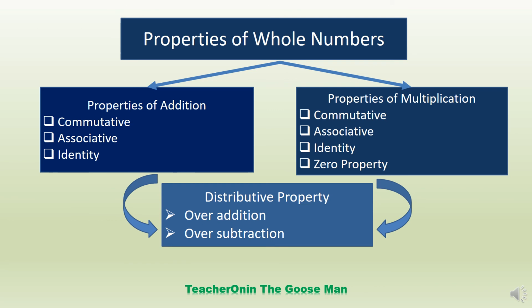To summarize our discussion, we have the properties of whole numbers. For additions, we have the following properties: commutative, associative, identity. For the multiplications, we have commutative, associative, identity, and zero property. So if we combine the addition and multiplication, we have distributive property. Take note that we have two types of distributive property, namely, distributive property over addition and distributive property over subtraction.